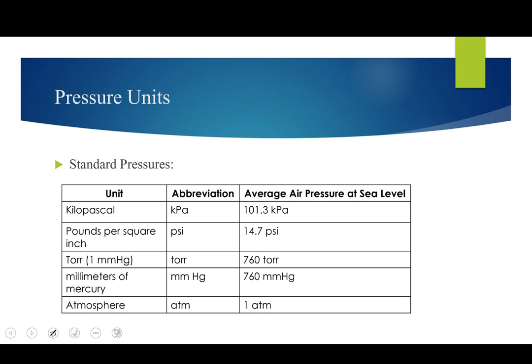Standard pressure is the pressure of the atmosphere at sea level. So all of these are standard pressures. They are all equivalent to one another. They're just different units for pressure. So in kilopascals, standard pressure is 101.3, in PSI it is 14.7, etc. Since these are all standard pressures, they are all equivalent to one another, you can use them as conversion factors when converting between one unit of pressure and another.